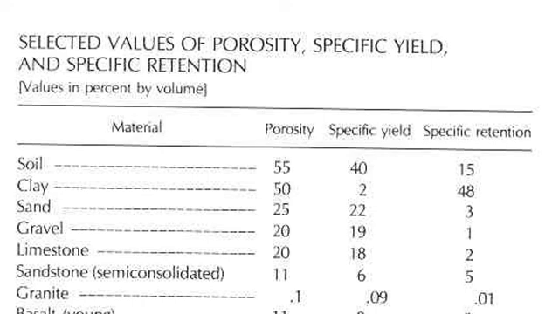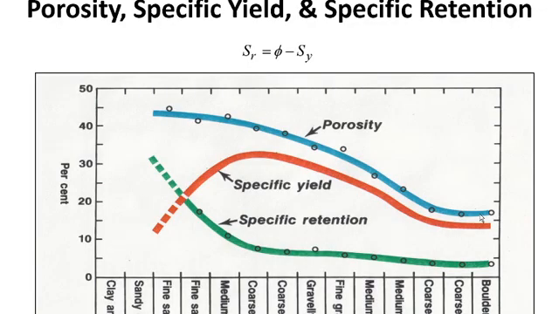While in the case of sand, you can see that the porosity is only 25, and it has maximum yield with minimum retention, that is 3. So here is some explanation. We have a variety of particles on the x-axis and the percentage on the y-axis. This is the retention. Specific retention is equal to porosity minus specific yield. I think you can go through it by yourself.